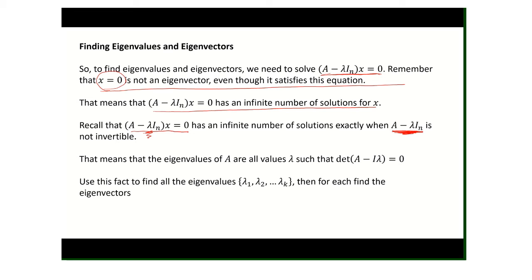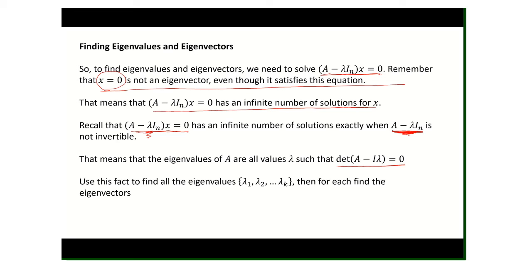That means that there is no non-zero solution to that equation. So we are looking for a matrix that is not invertible. Now, how can we tell if a matrix is non-invertible? Here we look at the determinant. Remember, a square matrix is not invertible if and only if its determinant is equal to 0.